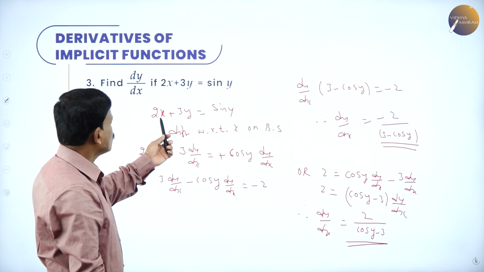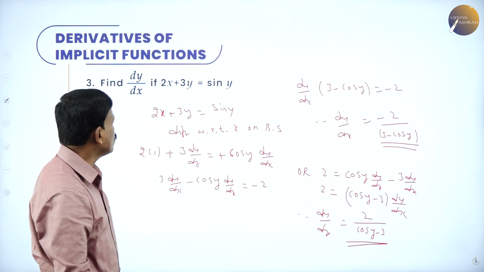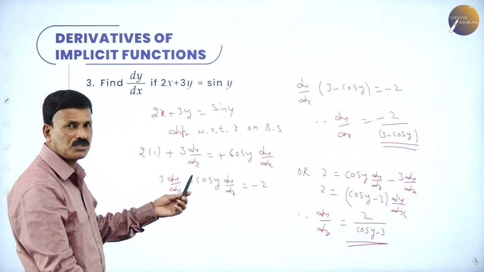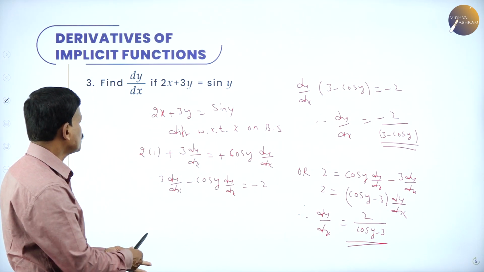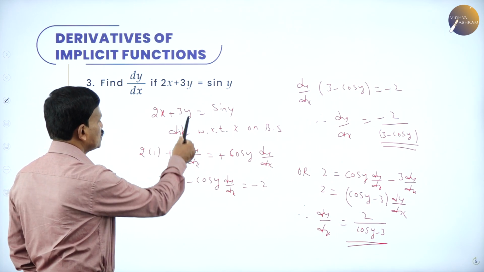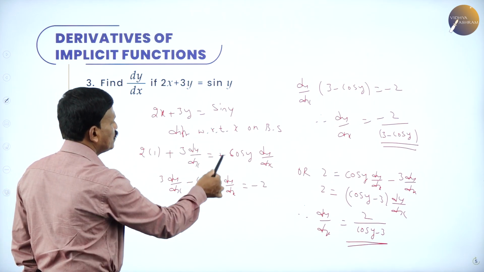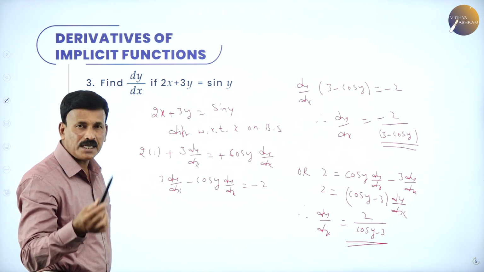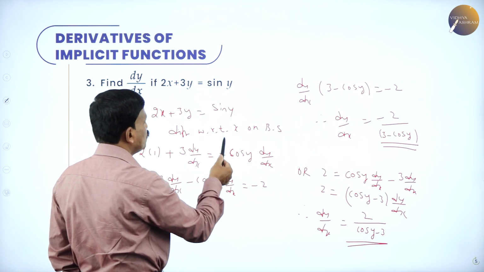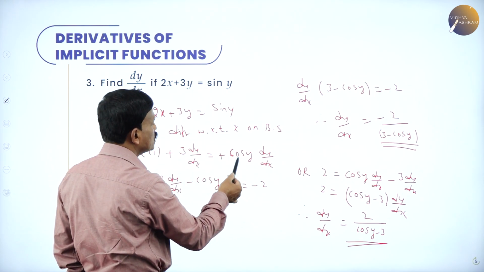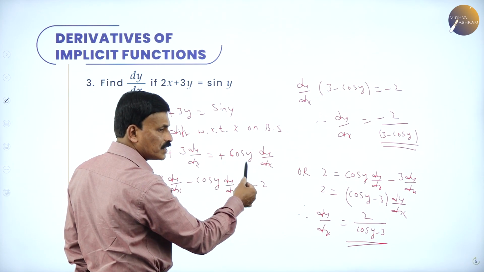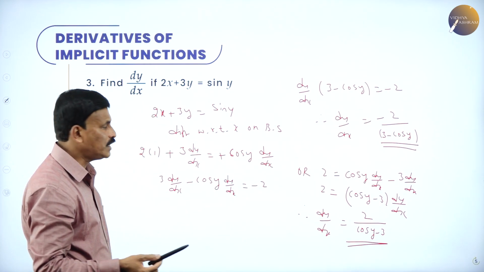Listen to me. So what is given? 2x plus 3y is equal to sin y. Differentiating with respect to x on both sides. 2 into differentiation of x is 1. 3 into differentiation of y is dy by dx. And derivative of sin y is cos y, and derivative of y is dy by dx. We are differentiating y with respect to x, so therefore this is function of a function: cos y into dy by dx.